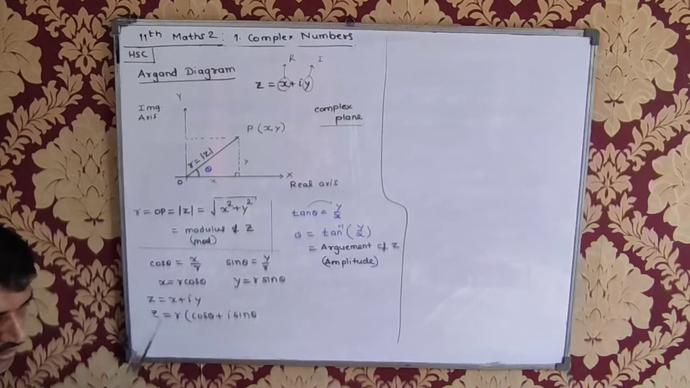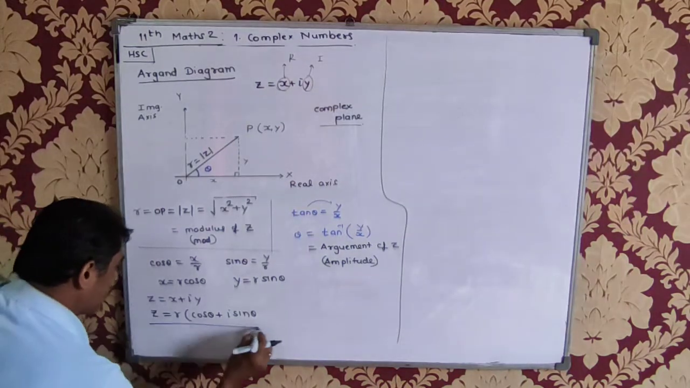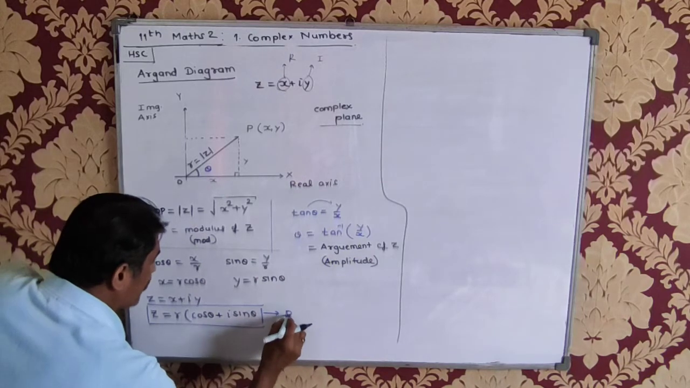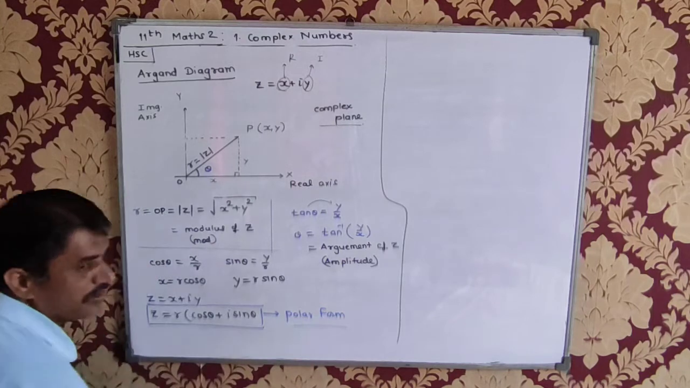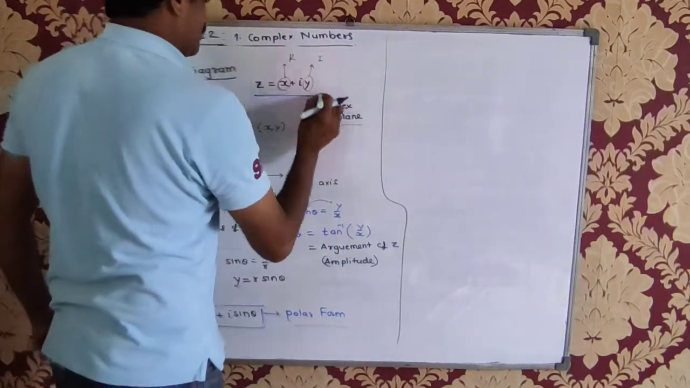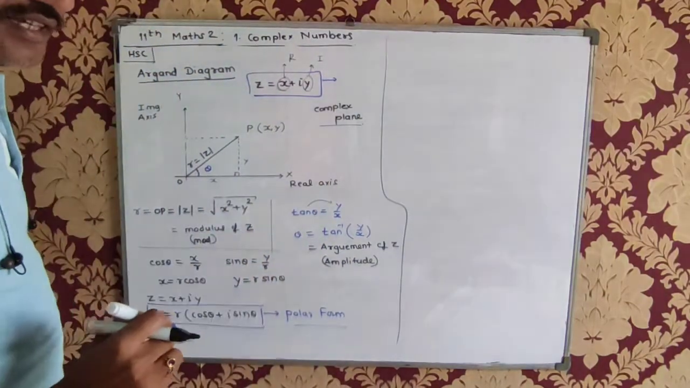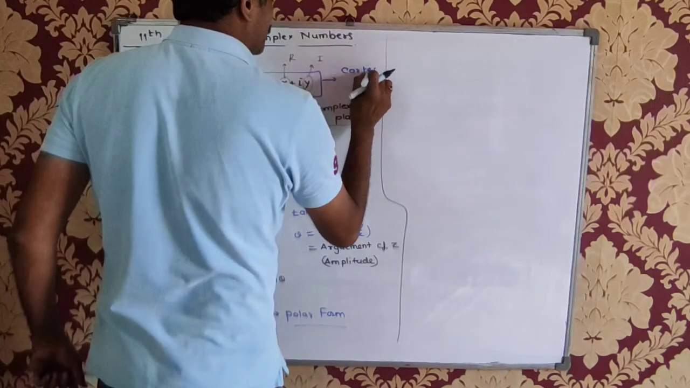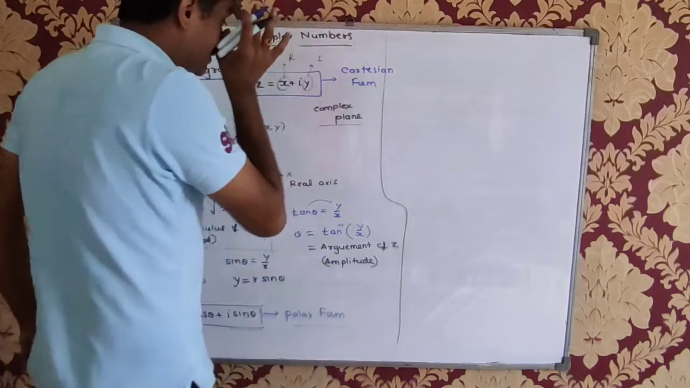So this is one more way of representing the complex number. This way of representing the complex number is called the polar form of the complex number. Complex number in the polar form. And this way of representing the complex number in the form of x and y is called the Cartesian form of the complex number. It is in the form of Cartesian coordinates.